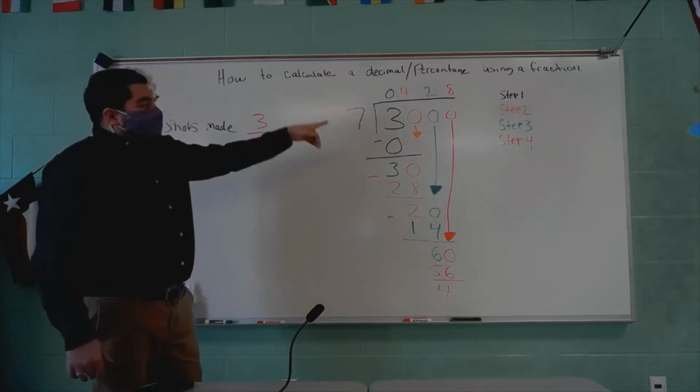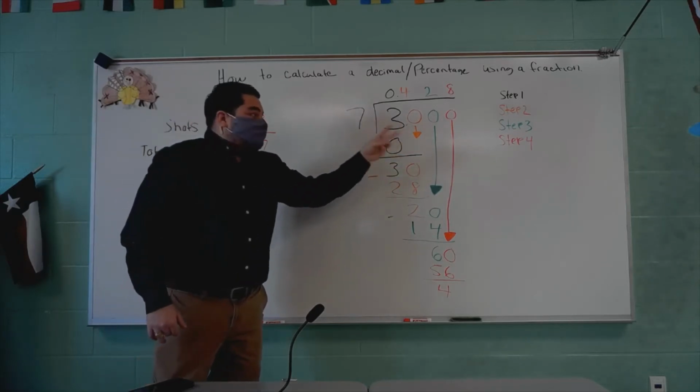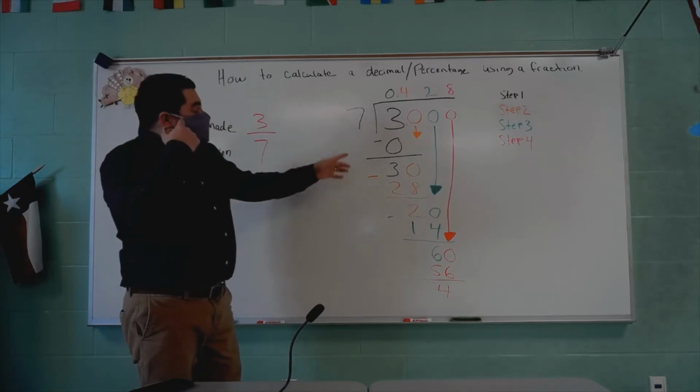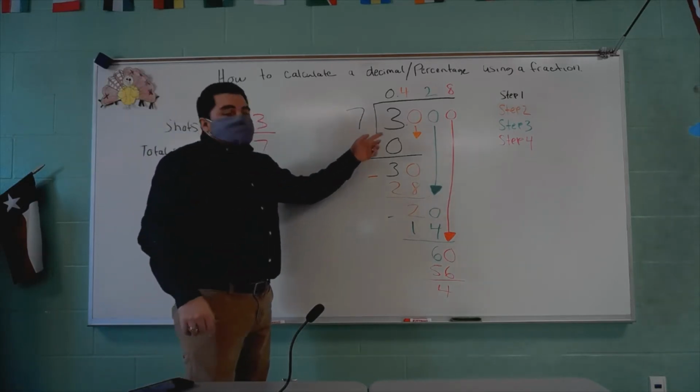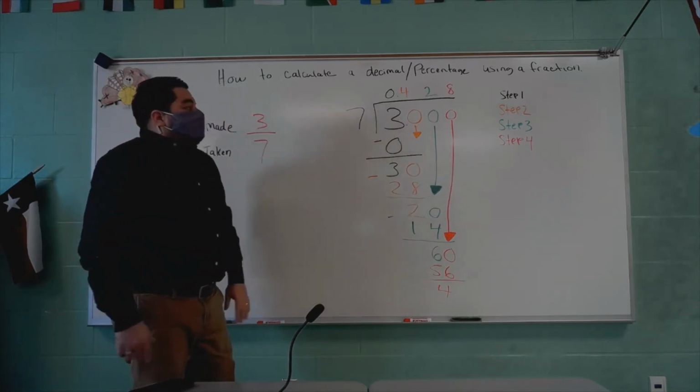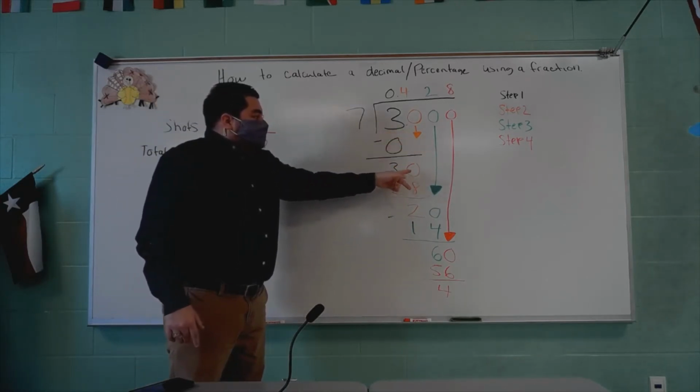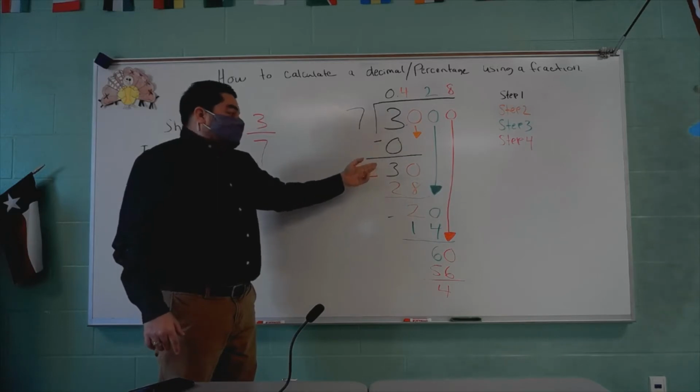And we have it color-coded by step 1, step 2, step 3, and step 4. Hopefully you see all the colors right here. So the first thing I would do is, okay, well, how many times does 7 go into 3? Well, it doesn't, right? So we have to add a 0 right here to make it come down. Put it right here. So 3 minus 0 would be 3.